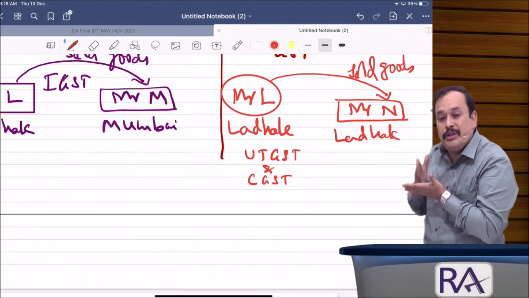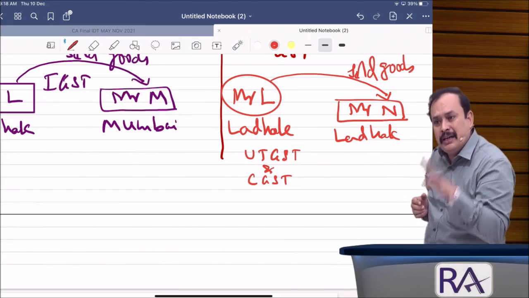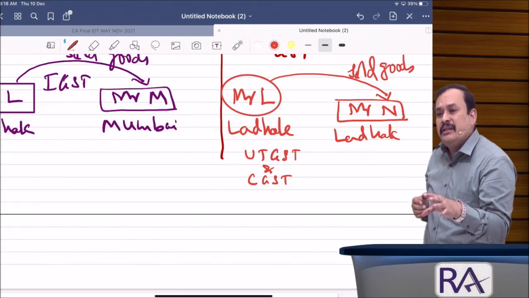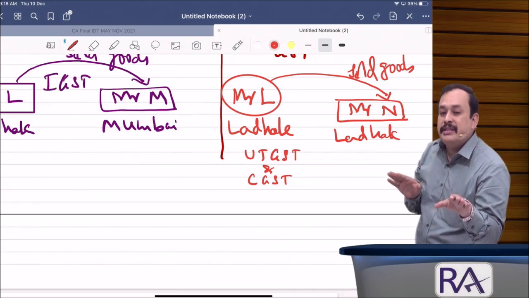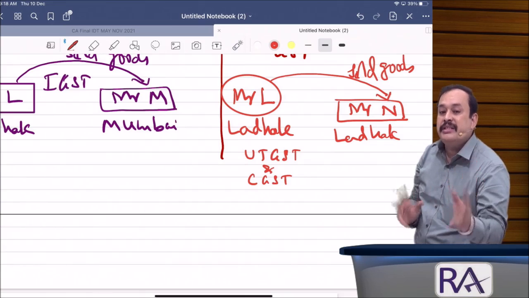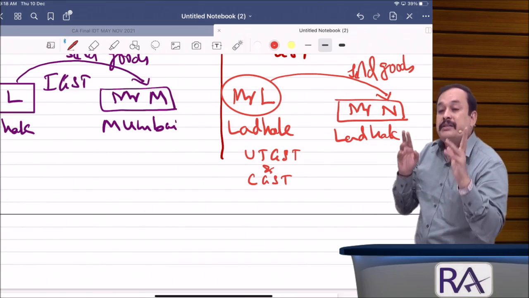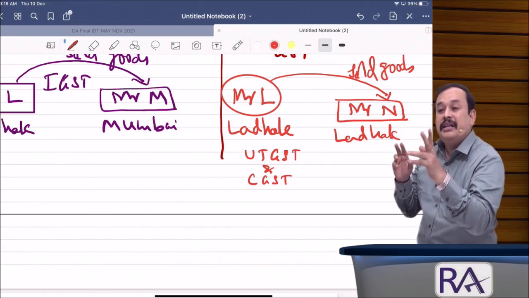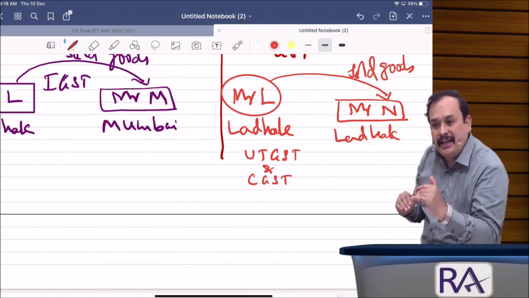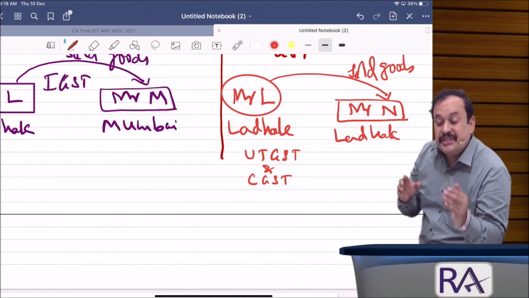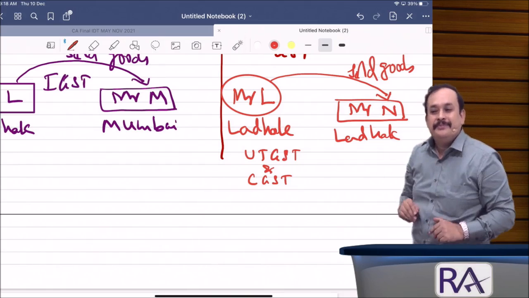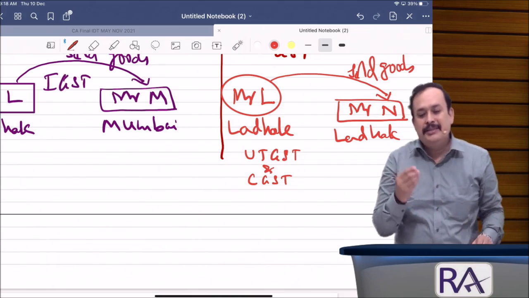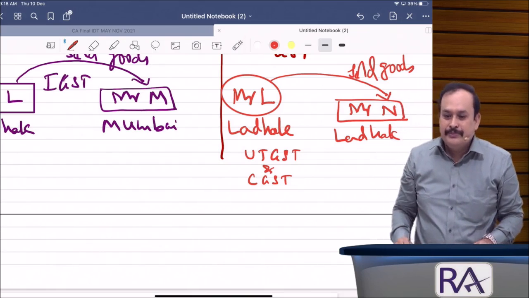L of Ladakh sold the goods to N of Ladakh. Thereby, the levy of GST is: A, IGST; B, UTGST; C, SGST and CGST; D, UTGST and CGST. Right answer, D. Is it clear, my dear sir? As simple as this. All of it clear?